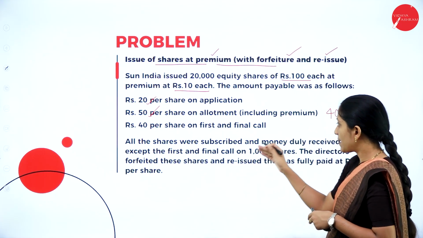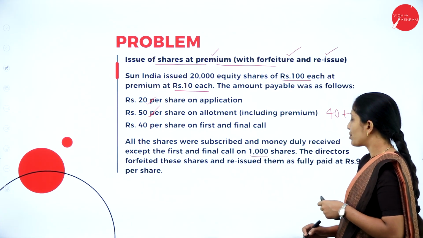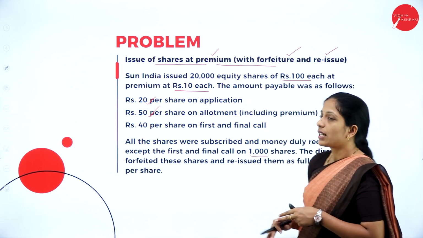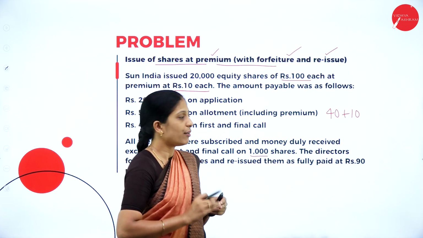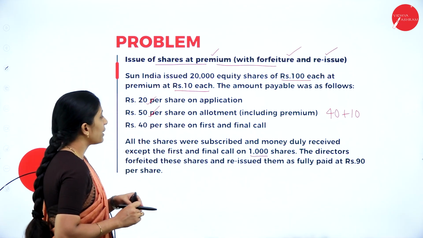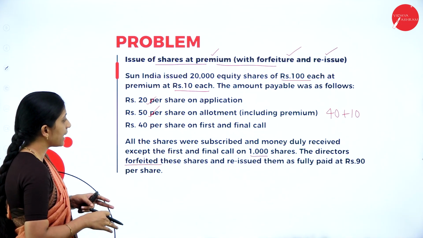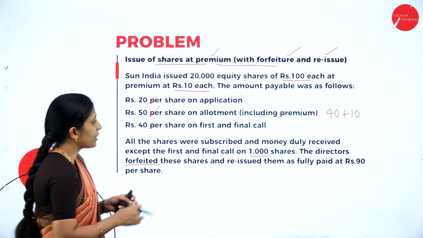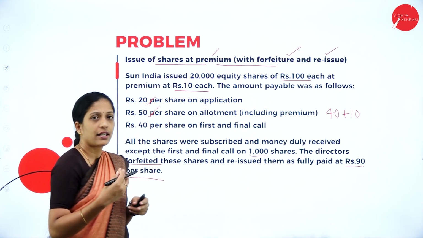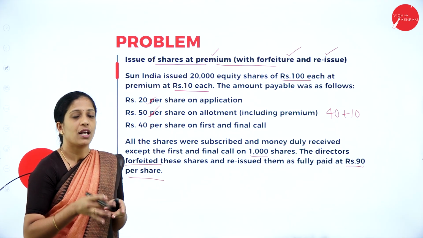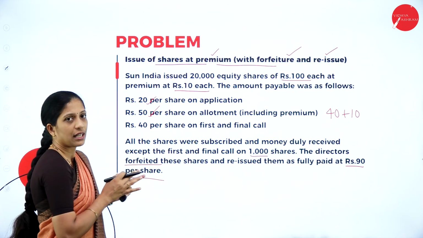All the shares were subscribed and the money duly received except on first and final call on 1,000 shares. Now here, out of 20,000 shareholders, 1,000 shareholders have failed to pay the first and final call money. The directors forfeited these shares. So forfeited means they have cancelled those 1,000 shares and again reissued them as fully paid up at rupees 90 per share. So here the reissue is happening at a discount, where a 100 rupees share is being reissued at rupees 90 each. So hope you are clear about the problem.